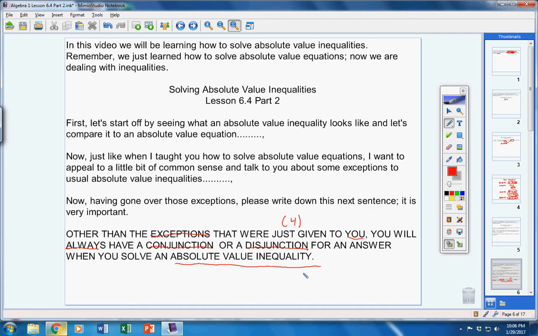So throughout this lesson today, as I'm going over these notes, and teaching you every single answer that you get out when you solve an absolute value inequality, it's going to be either a conjunction or a disjunction, always, unless it's one of your 4 exceptions. Alright, so here we go.